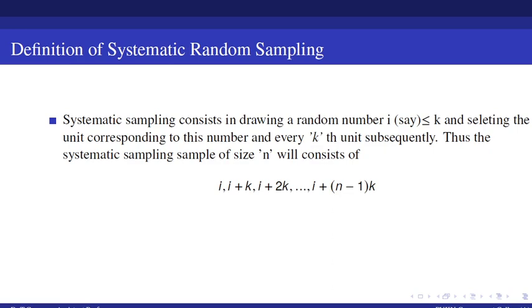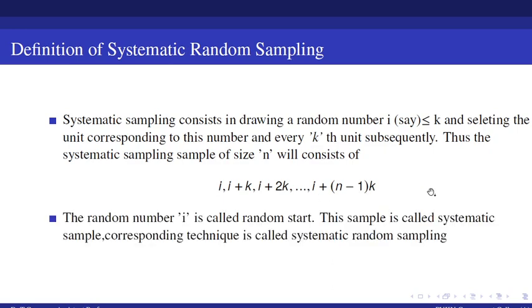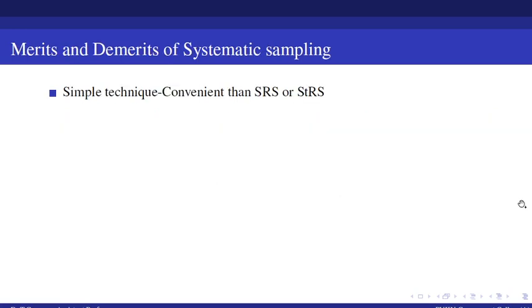Systematic sampling consists in drawing a random number i less than or equal to k and selecting the unit corresponding to this number, and every kth unit subsequently. Thus, the systematic sample of size small n will consist of i, i plus k, i plus 2k, and so on, up to i plus small n minus 1 into k. The random number i is called the random start. This sample is called a systematic sample. The corresponding technique is called the systematic random sampling technique.